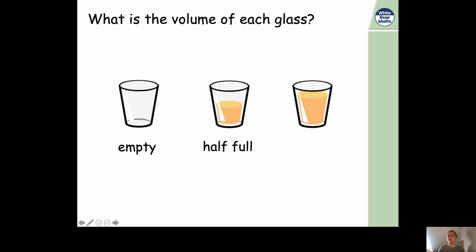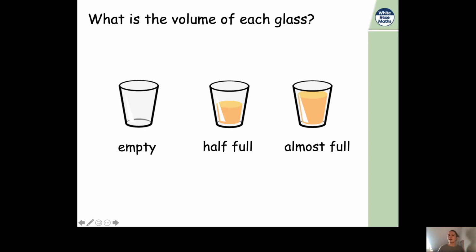Now, what about the third one? Well, we can see that the glass isn't completely full, is it? So we can't describe it as full. And it's not half full, it's more than half full, isn't it? If we compare it to the one before, we can see that it's more than half full. So therefore, it's not full and it's not half full. So therefore, we can describe it as almost or nearly full. Okay, you just have to put a little bit more in there so that it is full. So therefore, it is almost full. So well done if you've described the volumes correctly.